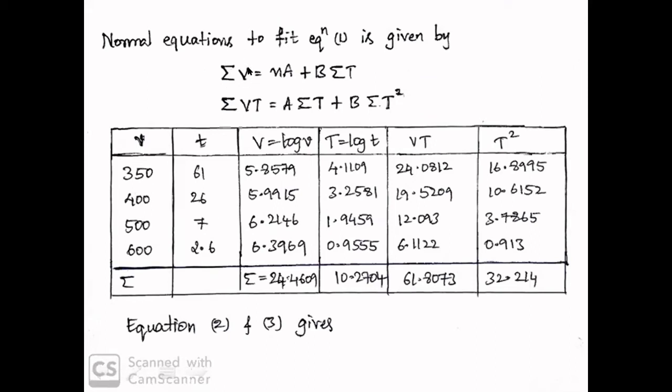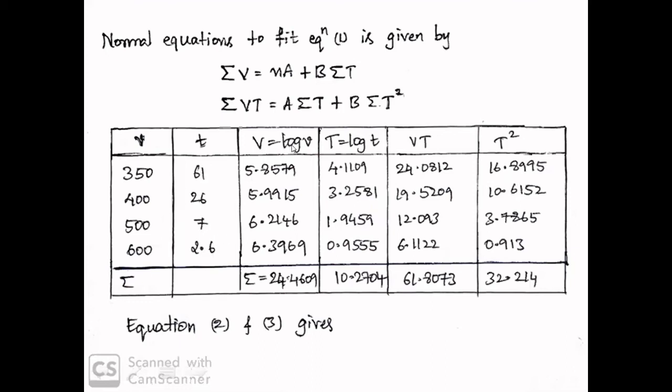In the normal equations, we have to look at the requirements and compute the table. The requirements are the sum of capital V, the sum of capital T, the sum of the product of capital V and capital T, and the sum of capital T square. So we decide the parameters of this table by looking at the normal equations. We take the given V data, given T data, next capital V which is log V, next capital T which is log T, then the product of V and T, and next the T square.